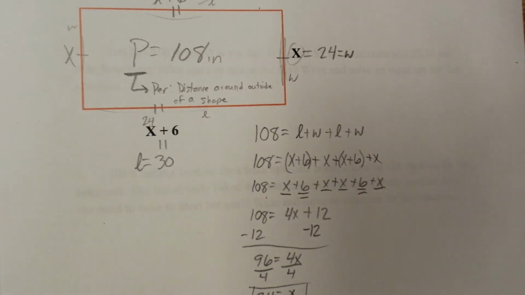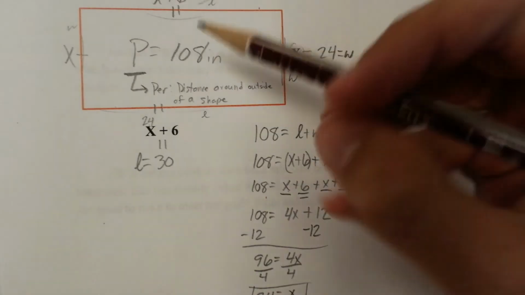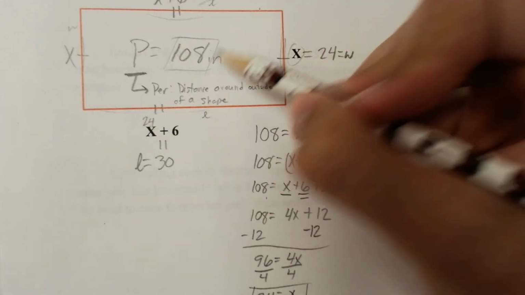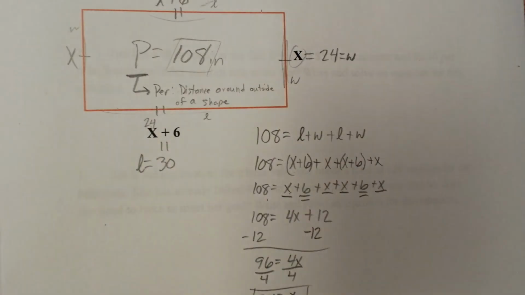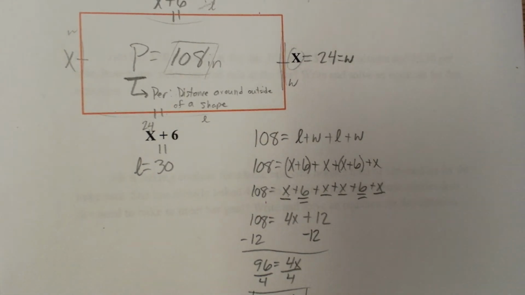If you wanted to check yourself, you could add your new perimeter up and see if it equaled 108 or not. 30 plus 30 is 60, 24 plus 24 is 48, 60 and 48 is indeed 108, so we got that answer correct.